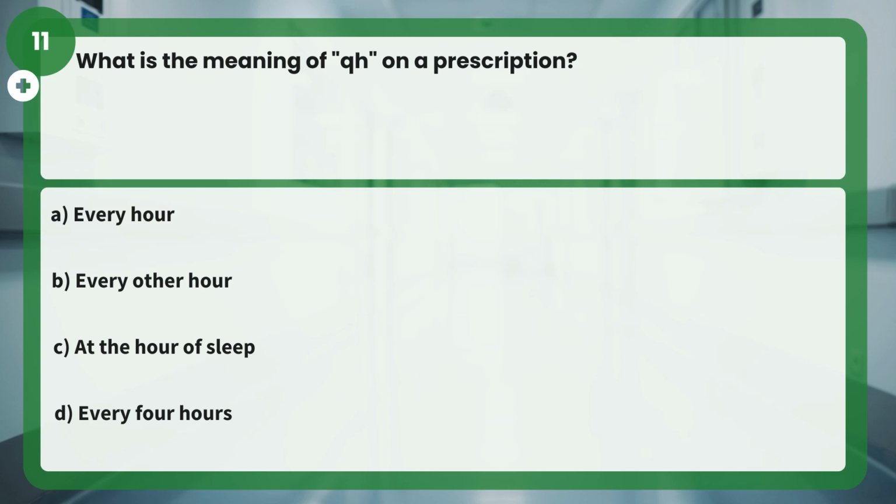Question 11. What is the meaning of QH on a prescription? A. Every hour. B. Every other hour. C. At the hour of sleep. D. Every 4 hours.